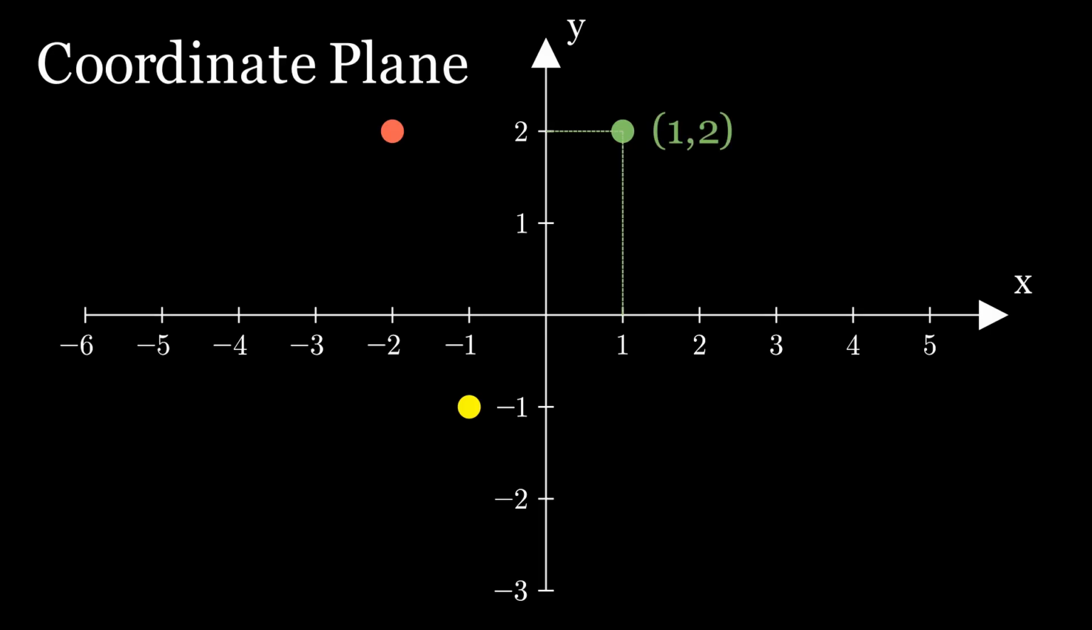By the way, when we write a point like this, it's called an ordered pair. It shows the x-axis value first and then the y-axis value second. Here's the ordered pairs for the other points.